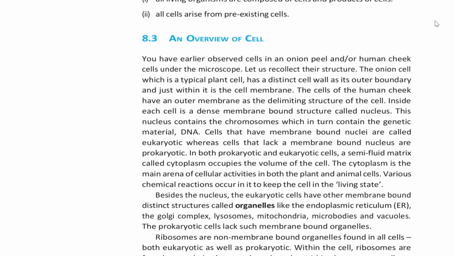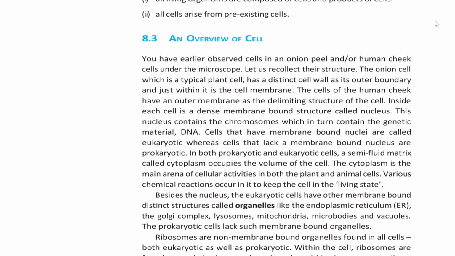8.3 An overview of the cell. You have earlier observed cells in an onion peel and human cheek cells under the microscope. Let us recollect their structure. The onion cell, which is a typical plant cell, has a distinct cell wall as its outer boundary, and just within it is the cell membrane. The cells of the human cheek have an outer membrane as the delimiting structure of the cell. Inside each cell is a dense membrane-bound structure called a nucleus. This nucleus contains the chromosomes, which in turn contain the genetic material, DNA.